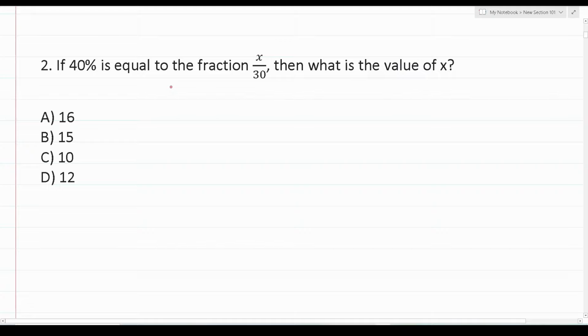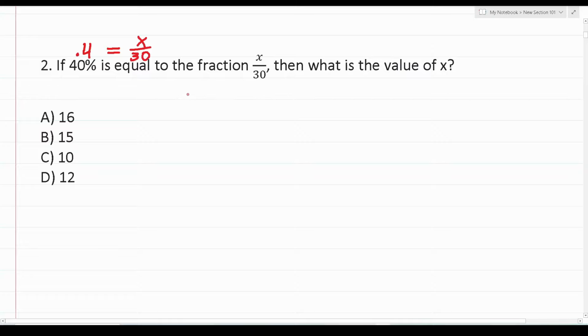Number 2 says, if 40% is equal to the fraction x over 30, then what is the value of x? So for this problem, the goal is to rewrite this statement as an algebraic expression that you can then solve for x. And as it happens, this one's not too difficult to do. In this case, we're going to start by converting 40% to decimal form. And the decimal form of 40% is 0.4. According to the problem, 40% or 0.4 is equal to the fraction x over 30.